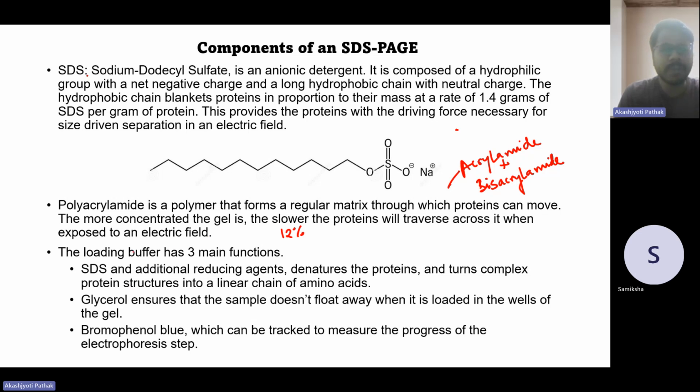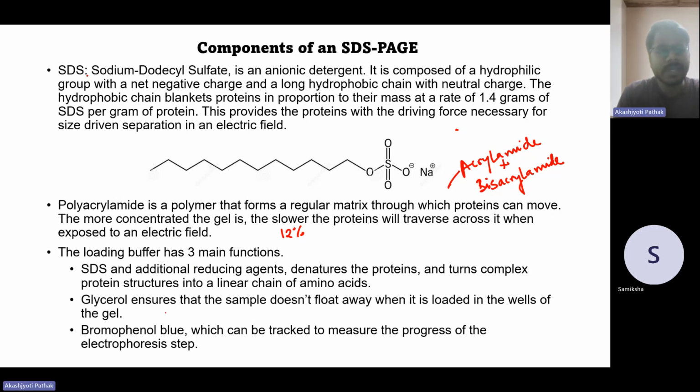Then there is a loading buffer. Loading buffer has three components. It has SDS and different reducing agents like beta mercaptoethanol, or it can have DTT. What does a reducing agent do? It will reduce the S-S disulfide bonds into SH bonds. So if there is any quaternary structure in a protein, that will also be removed. It will become a linear protein.